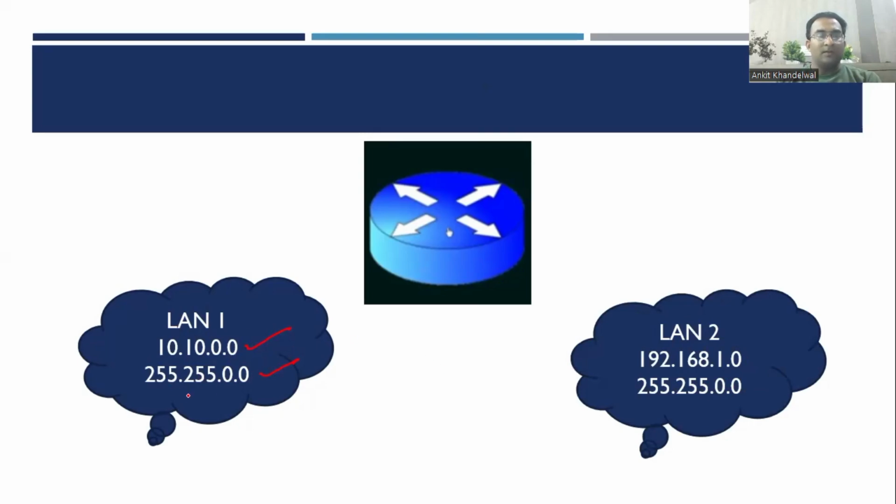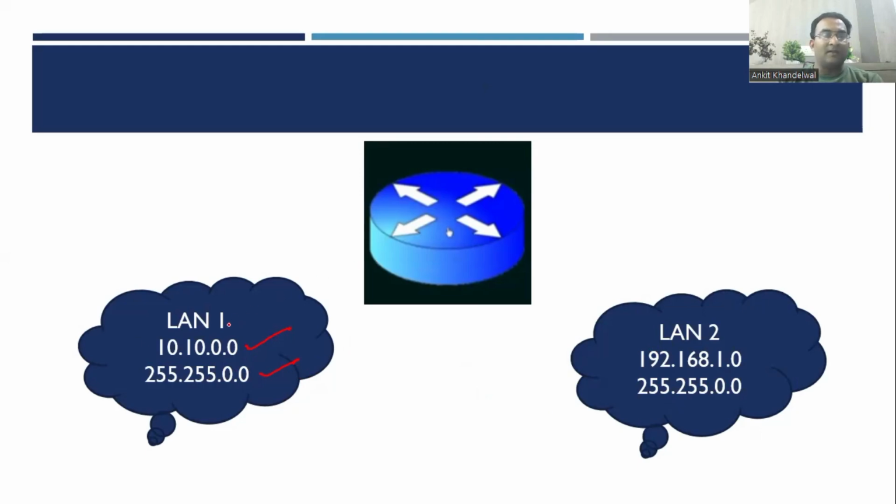The nodes within this particular network can only communicate with the help of the switch. Similarly, in LAN 2, the nodes can only communicate with each other with the help of the switch. Now, if any node of LAN 1 wants to communicate with a node of LAN 2, then it is not possible with the help of the switch, because the switch only works in the local area network. Now, to transfer the packet, that is data, from LAN 1 to LAN 2, we require a router.